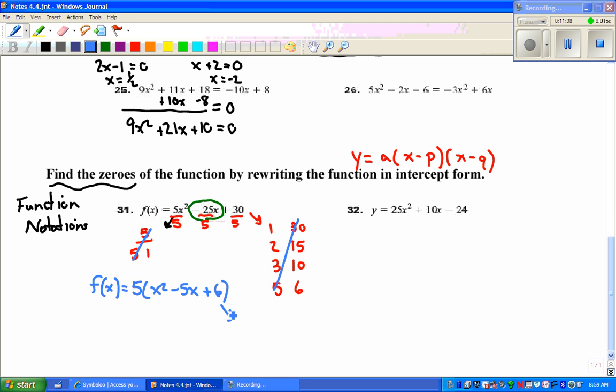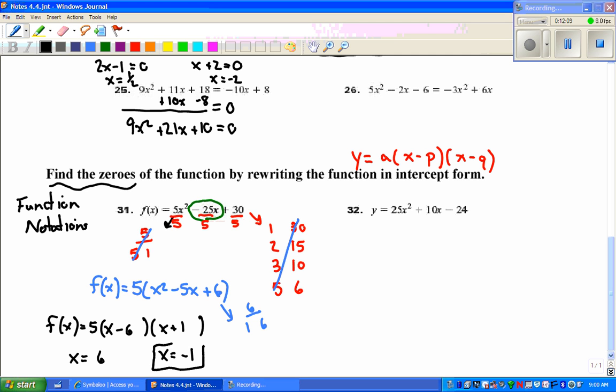And now all we have to do is take this 6 out, and I've got 1 times 6. All right, we're trying to get a 5 here, so when I do this, I'm going to get f of x is equal to 5 on the outside. I'm going to make my 2 sets of parentheses. I'm going to say x minus 6, x plus 1. So now I know that my zeros, I take the opposite of this. So one of my x values here is going to equal positive 6, and one of my x values right here is going to equal negative 1. So my zeros are negative 1 and positive 6.